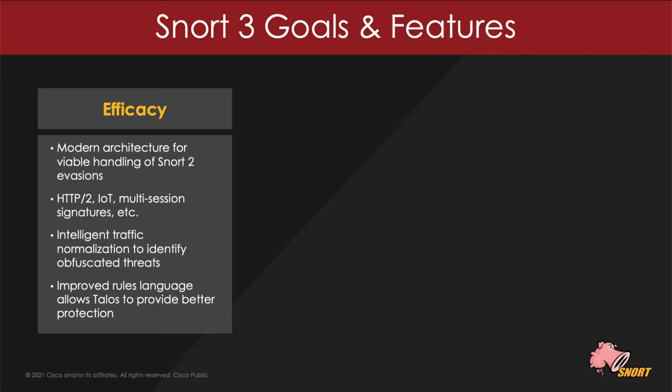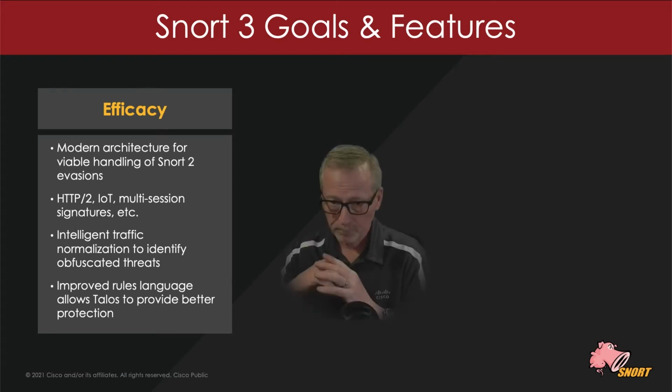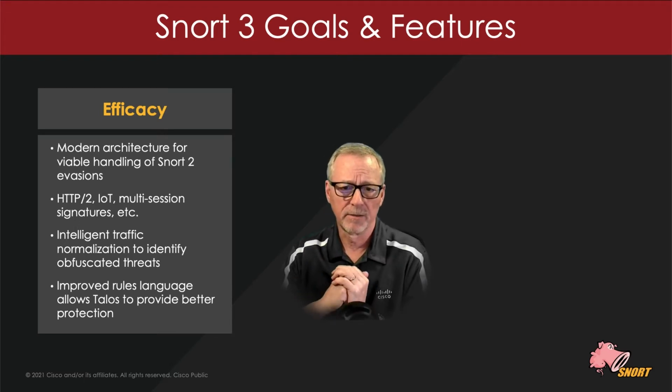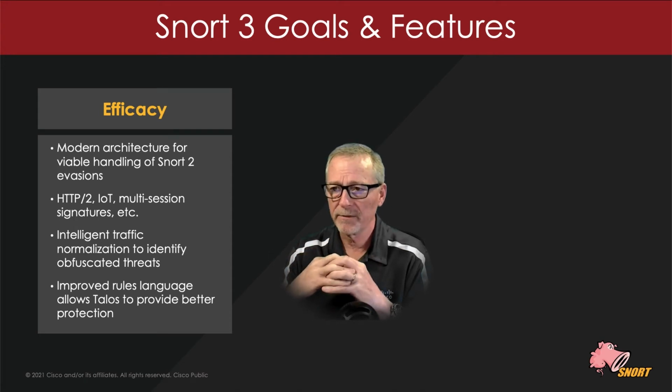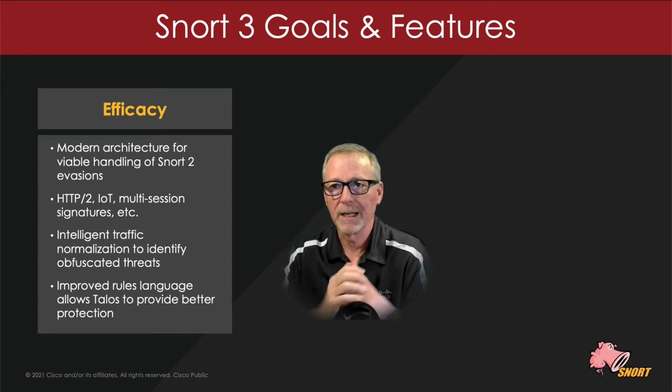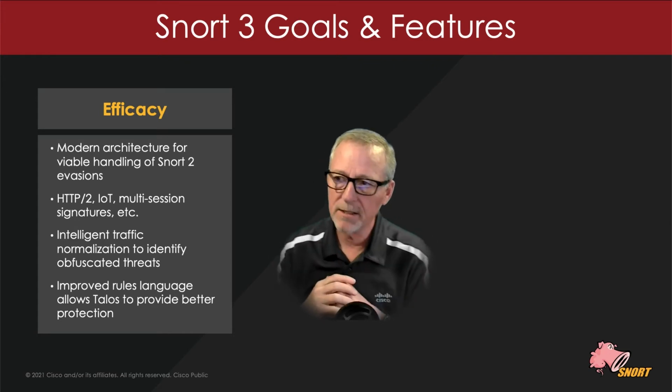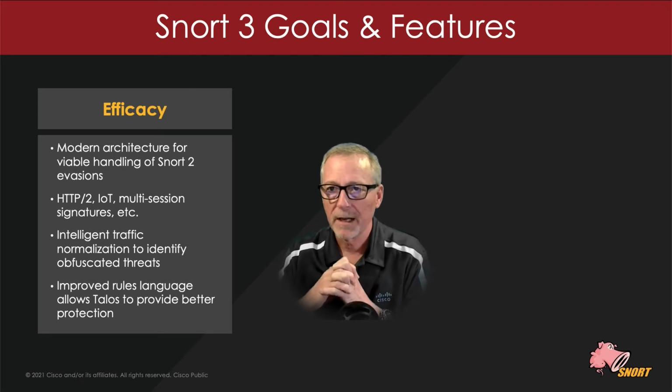Goals and features. Okay, so when we decided Snort 2 needed an upgrade, which we had decided a few years ago, what were we looking for? Well, first, we were looking for efficacy. So we want a modern architecture for viably handling Snort 2 evasion. There are a number of evasions that attackers are always trying to use to get by the IPS, right? So the idea is to get your attack through the IPS, disguising it so the IPS misses that. That's called an evasion. And there have been plenty of those over the years.